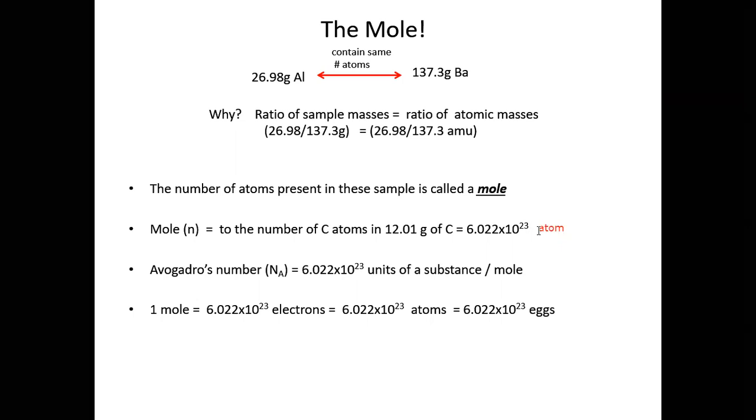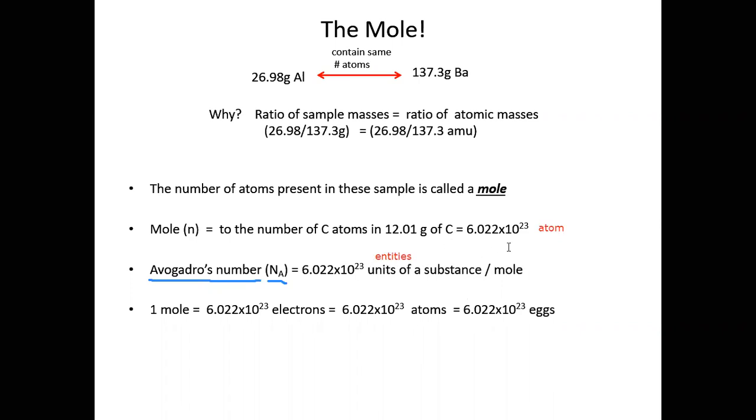And when we look at atoms, molecules, and formula units, this is commonly referred to as Avogadro's number, N sub A, which is the number of entities or units of a substance per mole. So sometimes instead of units of a substance, they use entities.